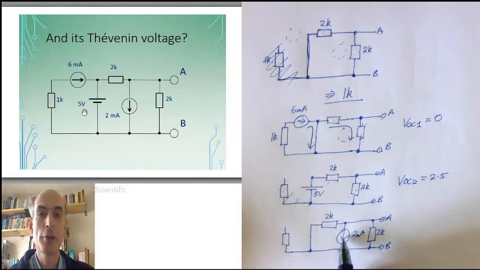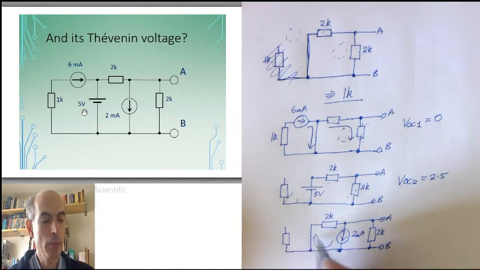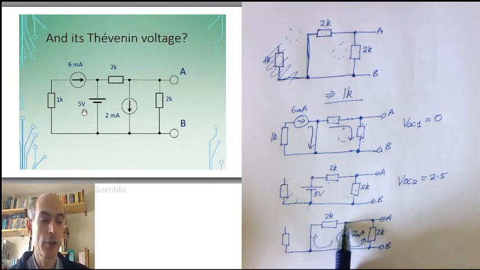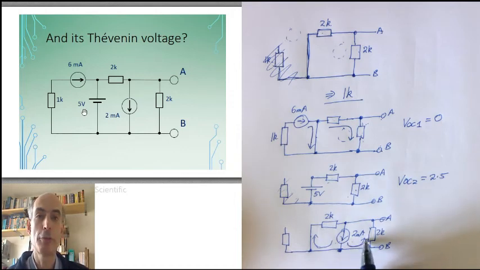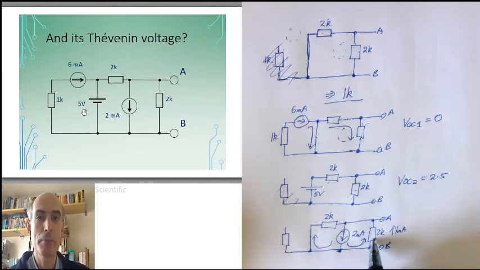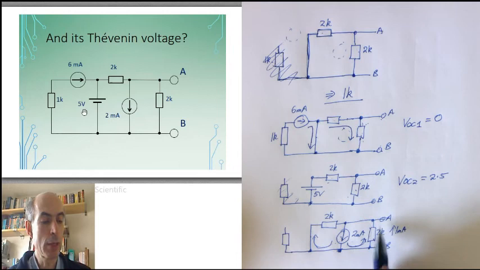Well, I've got another current divider. The current flowing into this node here can either flow round this way or it could flow round that way. In both cases, it flows through a 2K resistor to the other side of the current source. So half of the current is going to flow this way and half of the current is going to flow this way. That means that we've got 1 milliamp flowing up through this 2K resistor here, and therefore the voltage between A and B is going to be 2 volts.